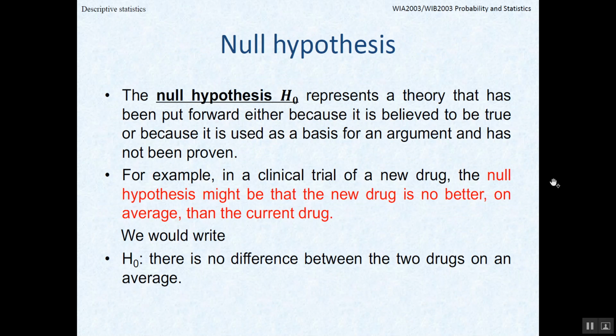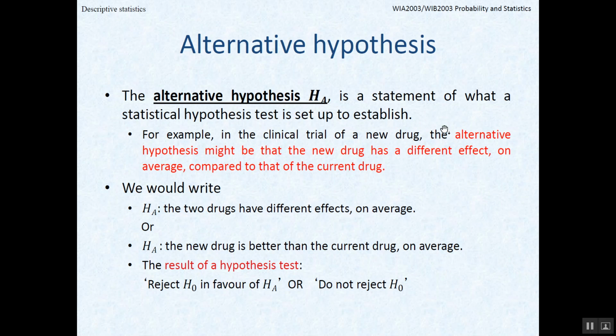Okay, so the null hypothesis basically represents a theory that has been put forward either because it is believed to be true or because it is used as a basis for an argument. It's what I mentioned just now, right? For example, the average Malaysian going to work is at the age of 23. That is maybe an assumption. We don't know, but you can put that as your null hypothesis. We also can write there is no difference between the two drugs on average. The alternative will be a statement of what a statistical hypothesis test is set up to establish. So that is what you want to prove actually.